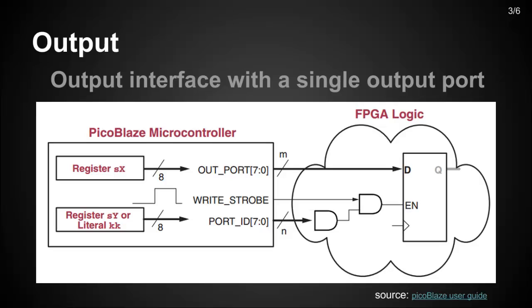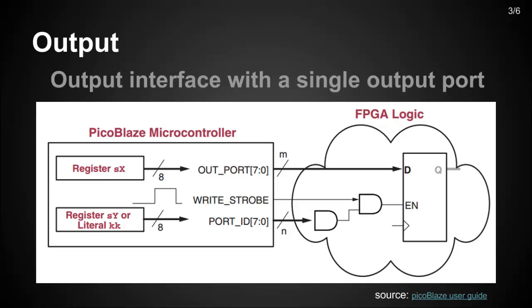During an output operation, the content of any of the 16 data registers inside the PicoBlaze is going to be presented in the out port. The port ID is defined by a register or a constant, and selects the desired output destination, which means it is going to decide where the output data is going to.